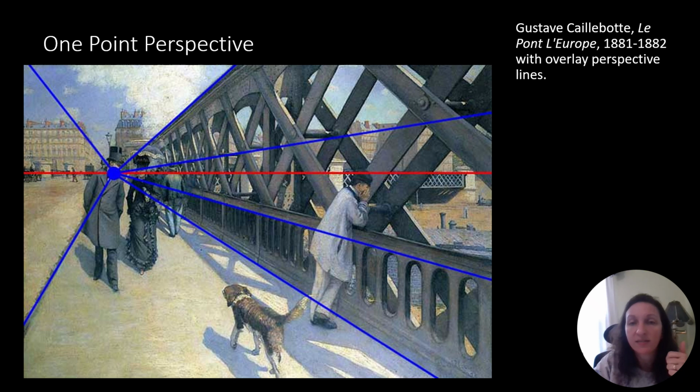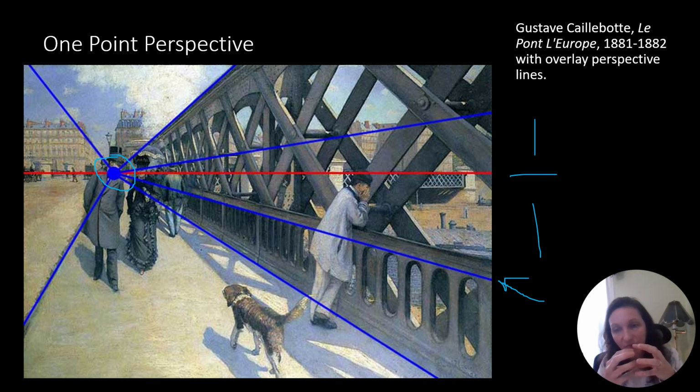We see the horizon line here in red. So we've got sky and earth, and then all of these lines of architectural things on this bridge are all converging back to that vanishing point. This artist has placed a person right over that. So the vanishing point is right behind that gentleman's head, which makes him the focal point, or our eyes are led towards him in this painting.